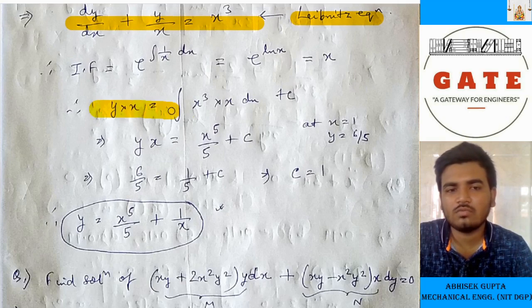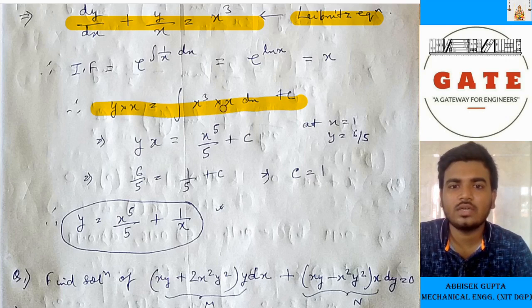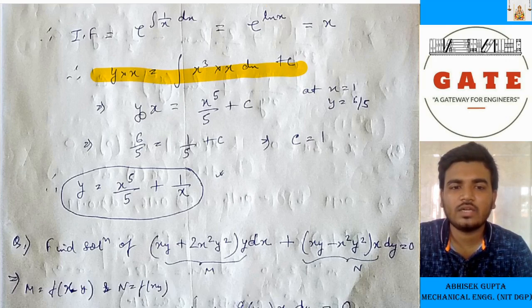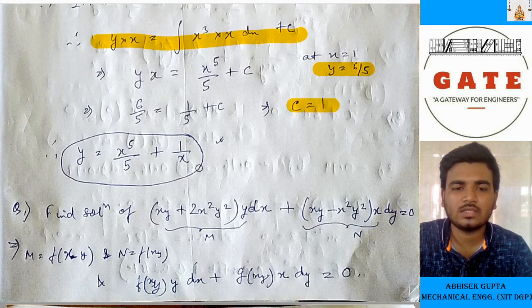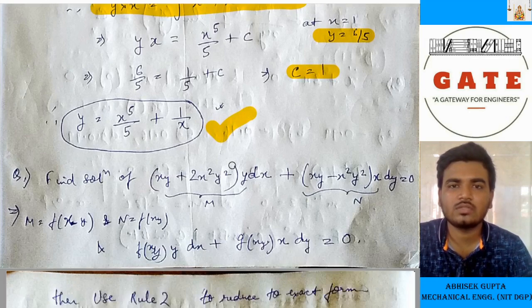Then the solution will be y into IF plus integration of q into IF dx plus c. So y times x equals integration of x^3 times x dx plus c. Here, after solving, you will get yx equal to x^5/5 + c. At x equal to 1, y equal to 6/5. So on solving this, c equal to 1, and this is the correct solution.